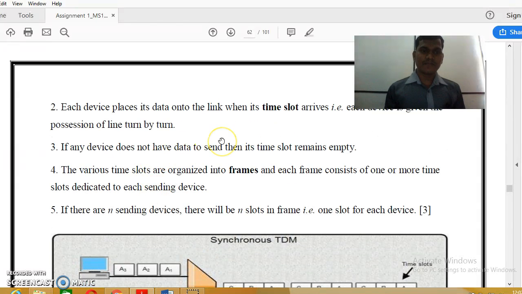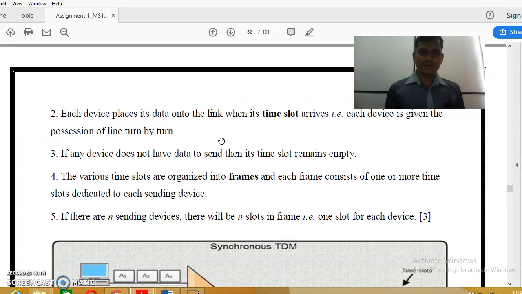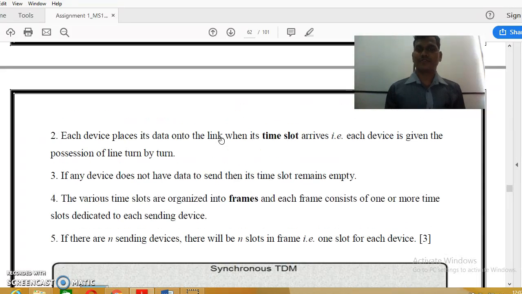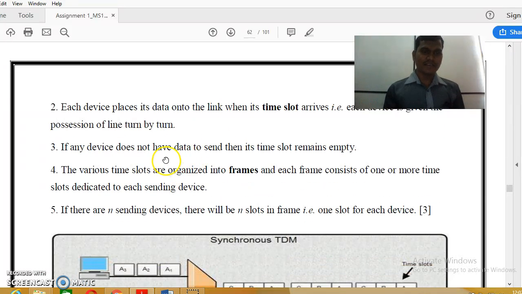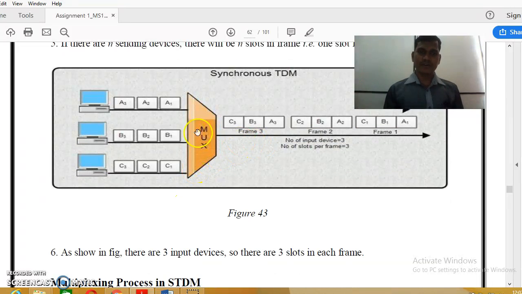Each device places data onto the link when its time slot arrives. Each device is given possession of the link turn by turn. If any device does not have data to send, then its time slot remains empty. The various time slots are organized into frames, and each frame consists of one or more time slots dedicated to each sending device. This is synchronous time division multiplexing.